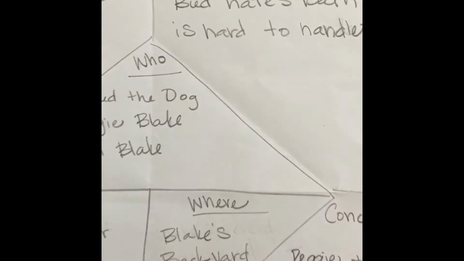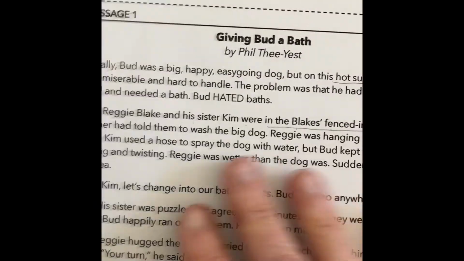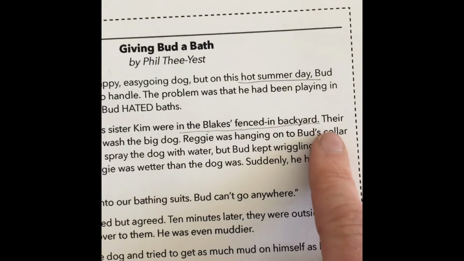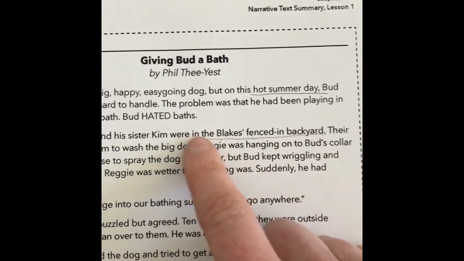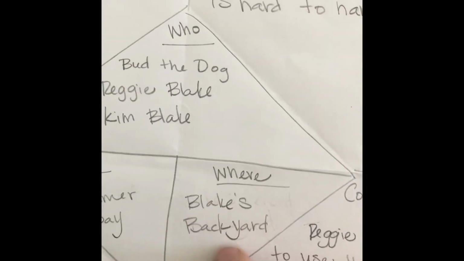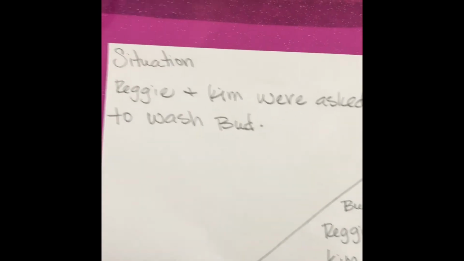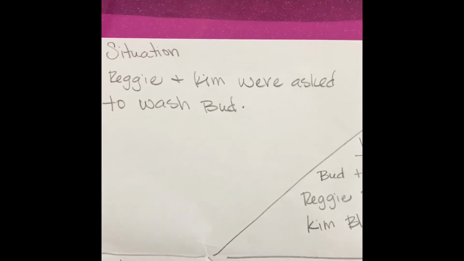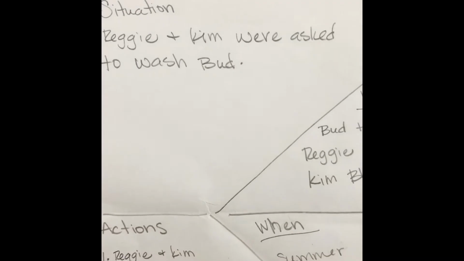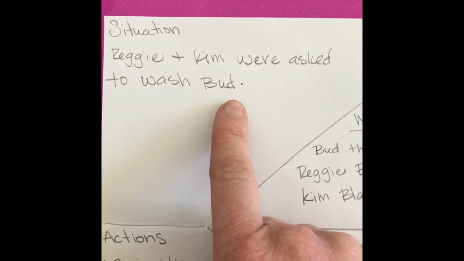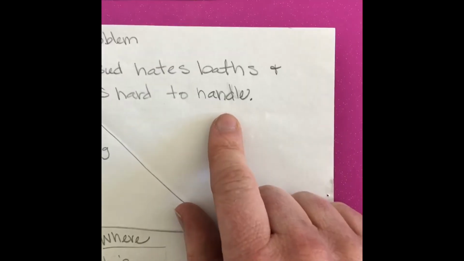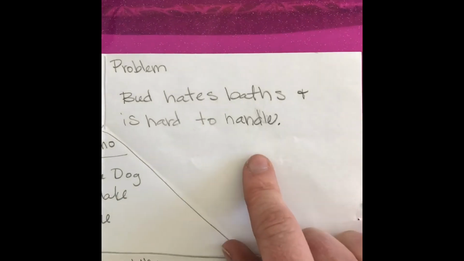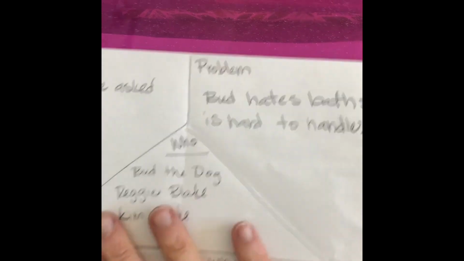Where did it happen? This story is awesome because it tells me we are in the Blake's fenced-in backyard. Now, as we read this, fenced-in backyard didn't really matter. So I'm just going to write the Blake's backyard. Then let's move over to situation. What is the situation? Reggie and Kim's mom asked them to wash Bud because he's super muddy. Then what's the problem? Well, Bud hates baths and he's really hard to handle. And in the story, Bud was wriggling, twisting, and pulling all over.